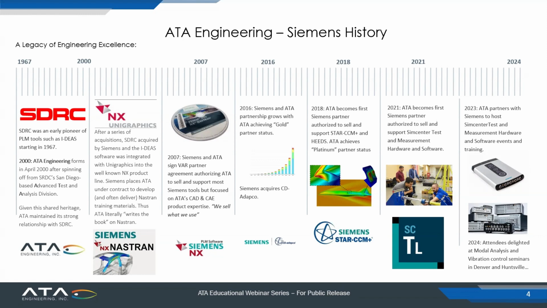And you can see from this time scale that over the years, we started to resell Siemens products. We became the first partner in 2018 to sell Star-CCM+ and HEEDS. And now we've just recently become the first partner to sell Siemens test and measurement hardware. So we're very close to Siemens. We're a platinum level partner, which is the best you can get, and we work very closely with them all the time.